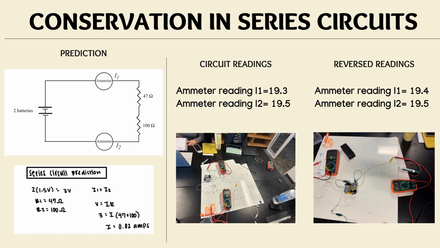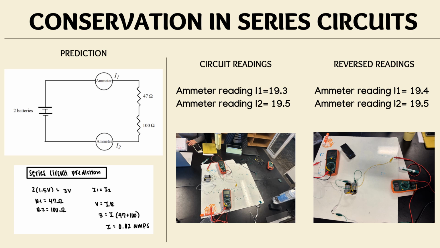Now we're getting into the experimental portion of the lab. First we did a prediction, and using V equals IR, I found that in this particular scenario, I would be equivalent to 0.02 amps. And then we actually created our own circuit. So in the first scenario, the ammeter reading for I1 was 19.3 milliamps, and I2 was 19.5 milliamps.